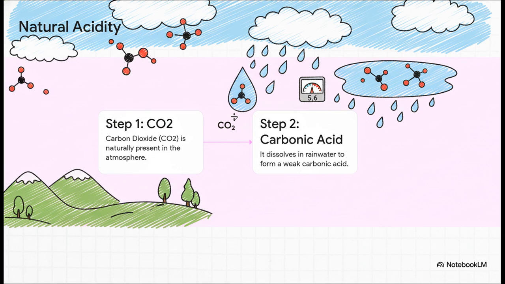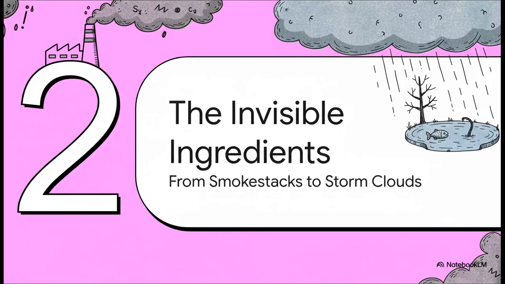Our atmosphere is naturally full of carbon dioxide, or CO2. So as water droplets are forming, they dissolve some of that CO2, and that creates a very weak acid called carbonic acid. It's this simple little reaction that gives all rain a slightly acidic starting point, right around a pH of 5.6. So if a little bit of acidity is totally normal, what happened to tip the balance?